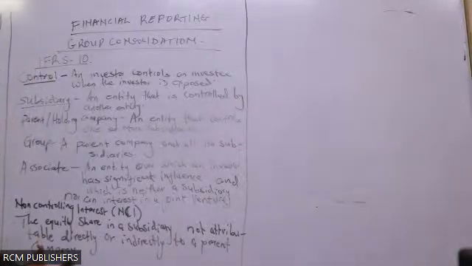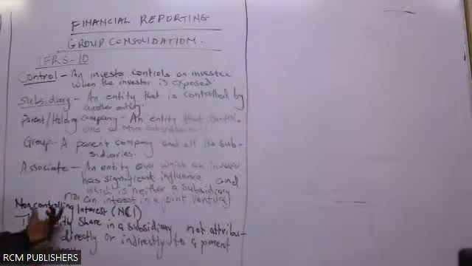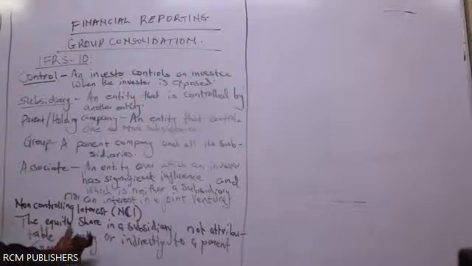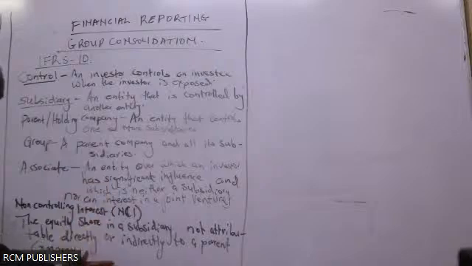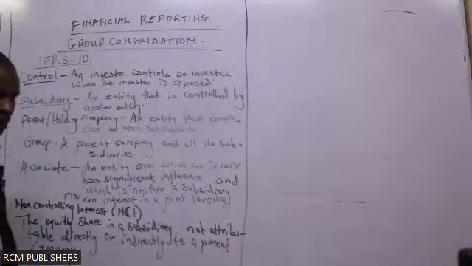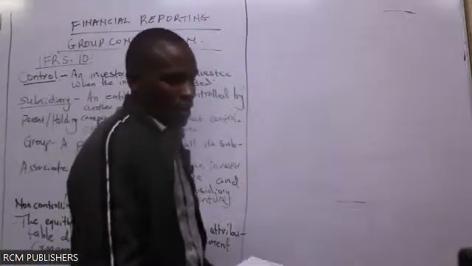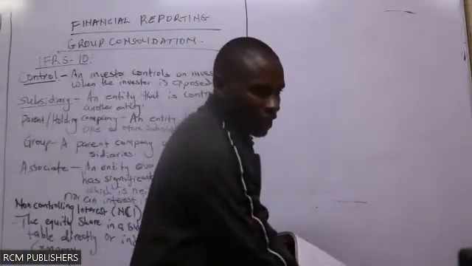So that is our next point. We have said that NCI, a non-controlling interest, is the equity share in a subsidiary. Now you understand what a subsidiary is. It is the equity share in a subsidiary not attributable directly or indirectly to the parent company.